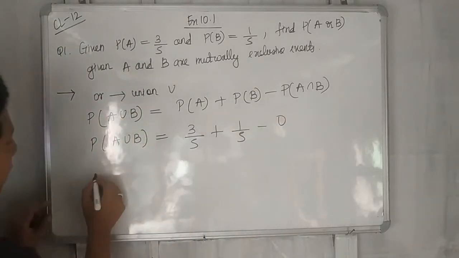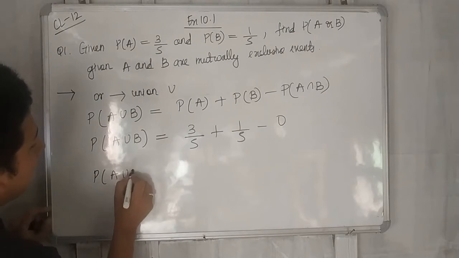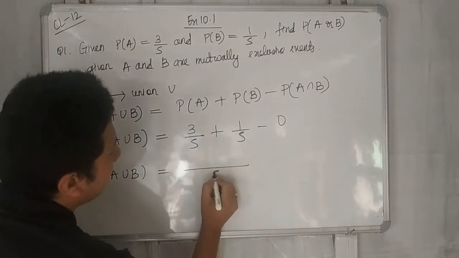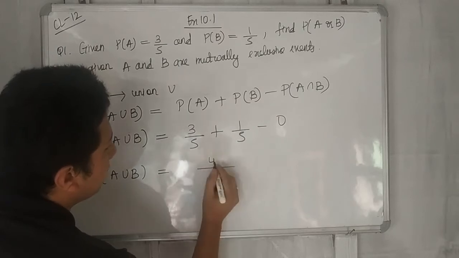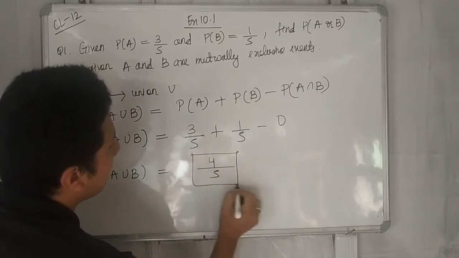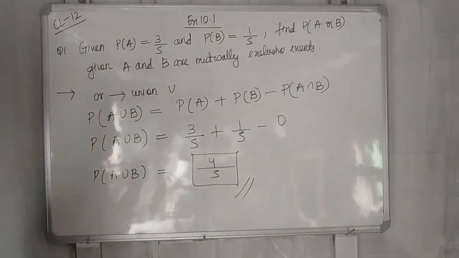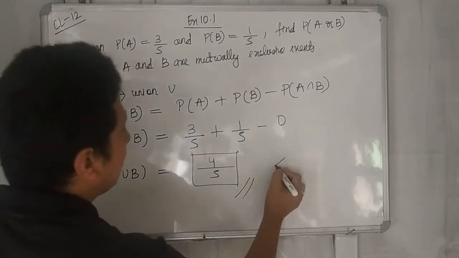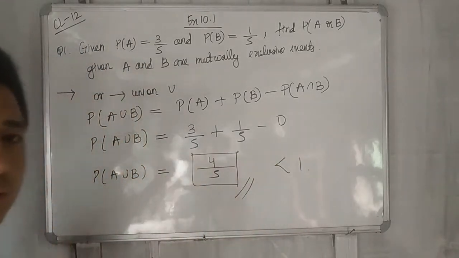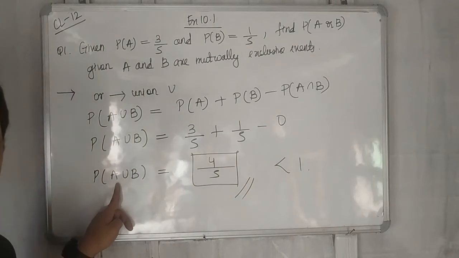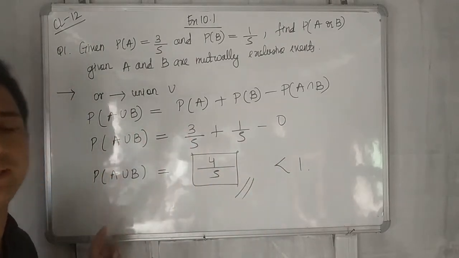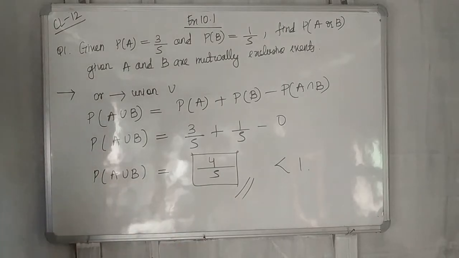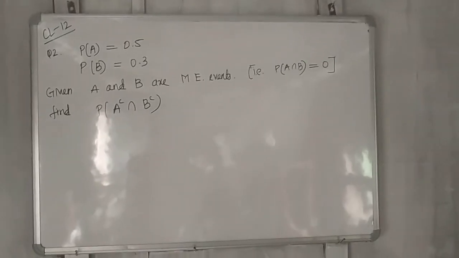So therefore probability of A union B will be, with the LCM 5, 3 plus 1, which is 4. So hence your answer will be 4 by 5. 4 by 5, if you calculate, is always less than 1. Remember that I have told you the probability of any event will always be less than or equal to 1, or it can go from 0 to 1. Pause the video, note it down.